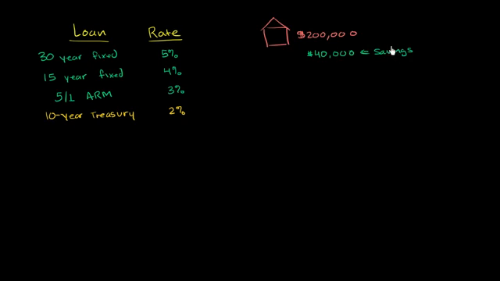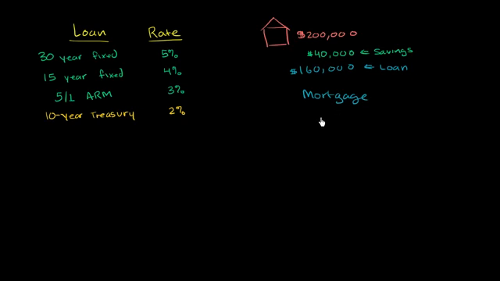So this is my savings. And so I will use this as a down payment, but I still need to borrow the rest of the money in order to get to $200,000. So I'm going to have to get the balance, the $160,000, as a loan. As a loan. And the type of loan that people usually get to buy a house is called a mortgage.